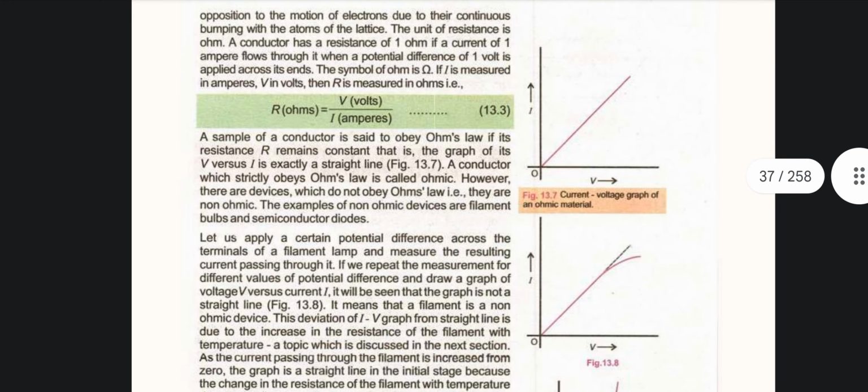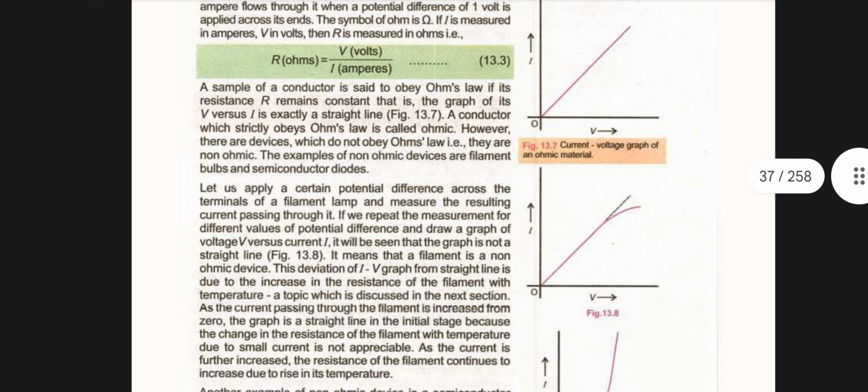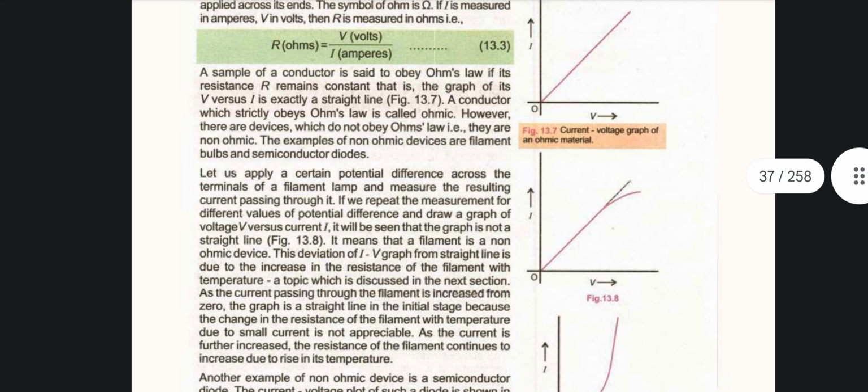The unit of resistance is ohm. A conductor has a resistance of 1 ohm if a current of 1 ampere flows through it when a potential difference of 1 volt is applied across its ends. The symbol of ohm is this, and if I is measured in amperes and V in volts, then R is measured in ohms. R in ohms, V in volts, and I in amperes.